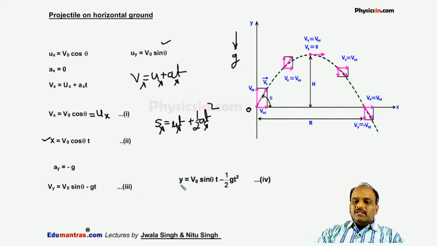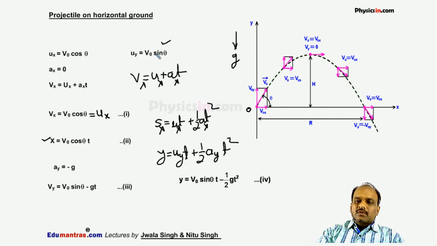In the same way, I can say displacement along y-axis, y is equal to uy into t plus 1 by 2 ay into t square. We know uy is equal to v naught sin theta, so I will substitute it here. So v naught sin theta into t, ay is minus g, so it is minus 1 by 2 gt square. So this is the displacement of the particle along y-axis at any time t.